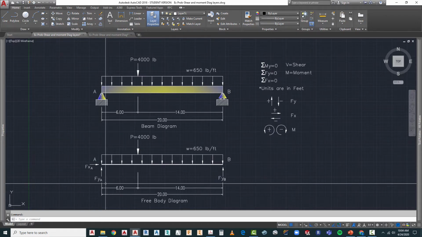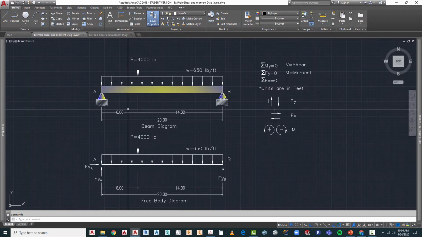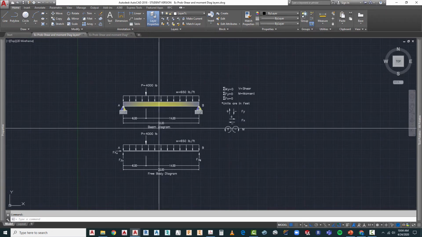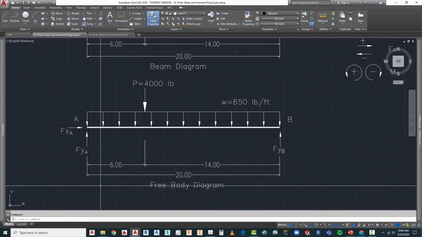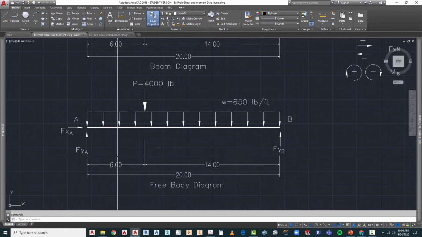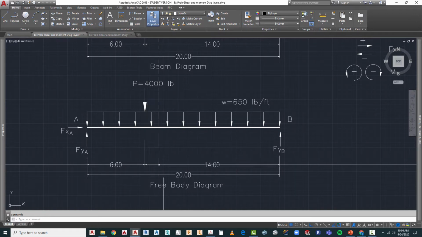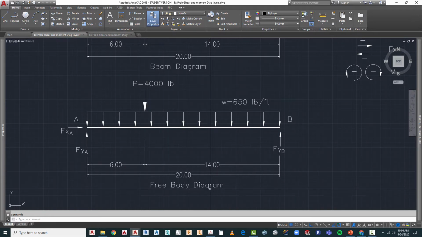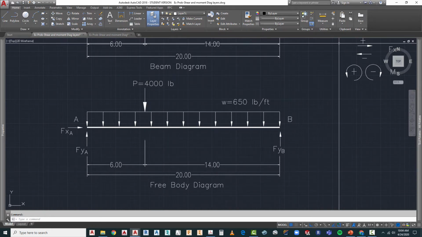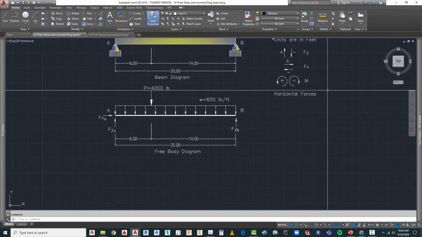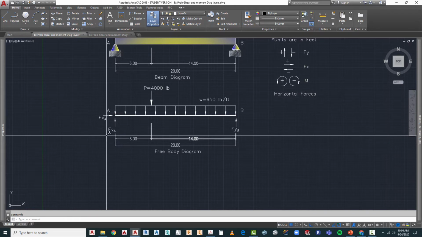The next thing we'll do is once again determine where those forces are coming down on our free body diagram. So we put the exact same dimensions that we had on it. Our concentrated load is 6 feet from the left, and that leaves 14 feet for our 20-foot beam, the full length. So the first thing we're going to solve for is our horizontal forces.